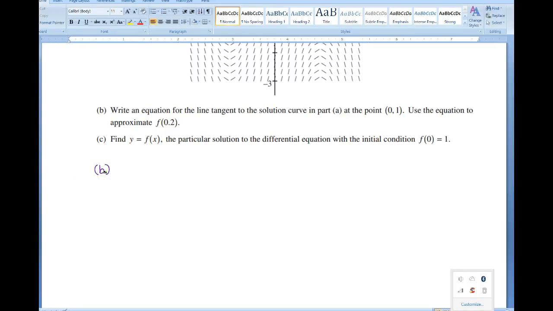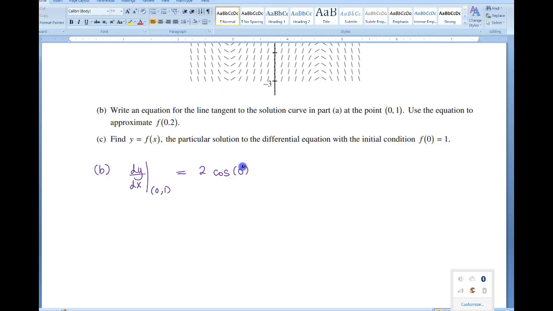So part B: write an equation for the line tangent to the solution curve in part A at the point 0, 1. Use the equation to approximate f of 0.2. So they want two things here. They want you to come up with your tangent line, and then use that linear approximation, using the tangent line, to approximate f of 0.2. They gave us the point, so that's easy. We just need to figure out the slope. So what's the slope at 0, 1?